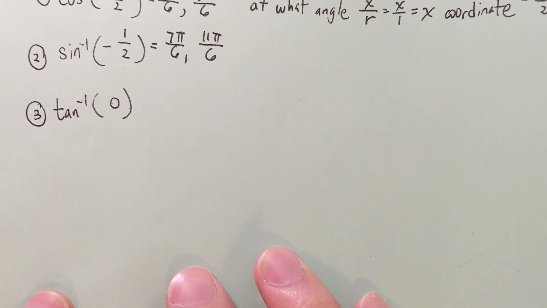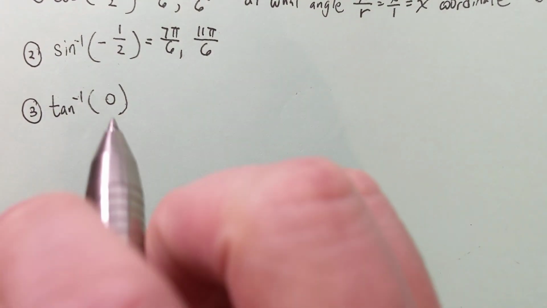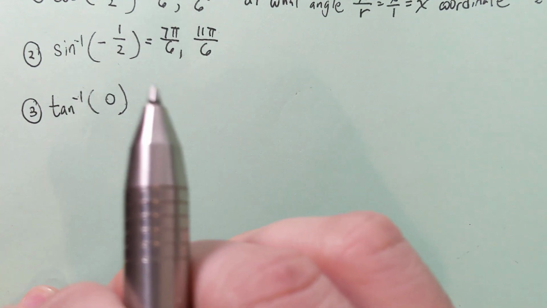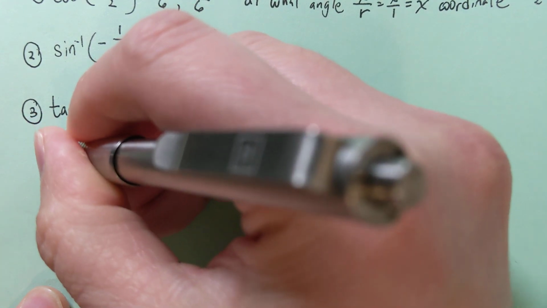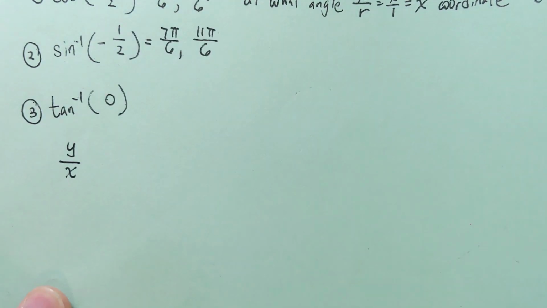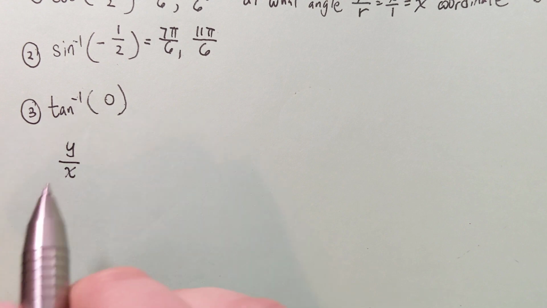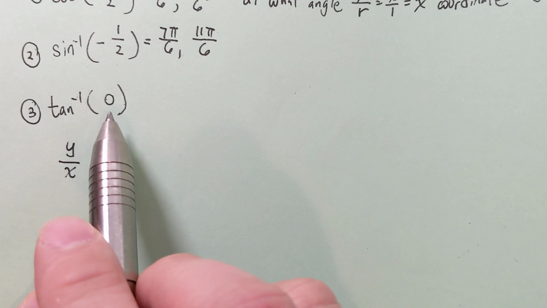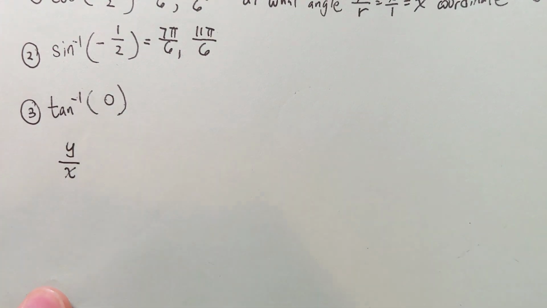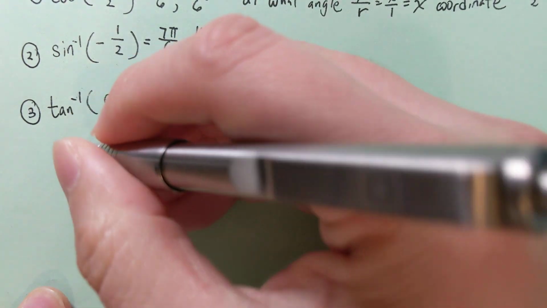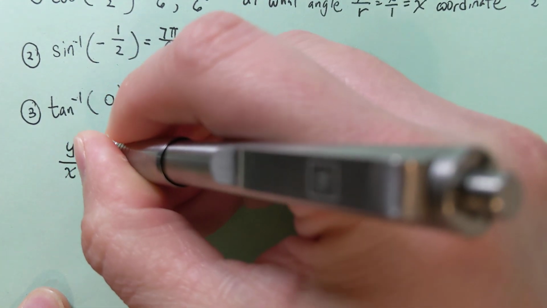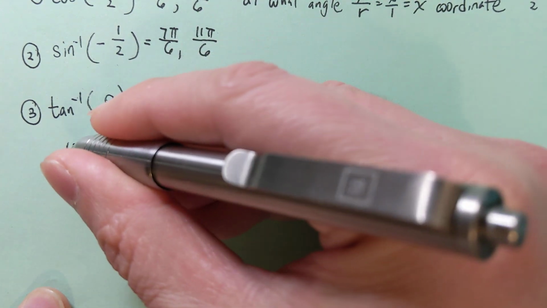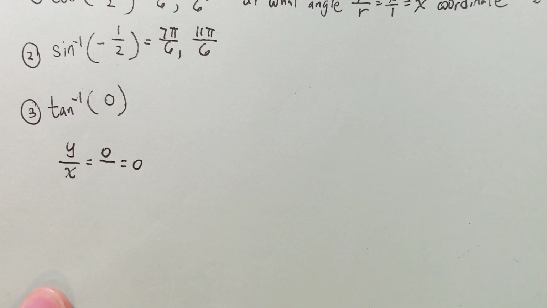The last question is arc tangent. Now this one is more complicated. It's not just simply x coordinate or y coordinate. Tangent is a ratio of y divided by x. So really what we're thinking of right now is at what angle is y divided by x 0? That's the only way for a fraction to become 0, when it's 0 on top. So the only way for this fraction to be 0 is when the y coordinate is 0.